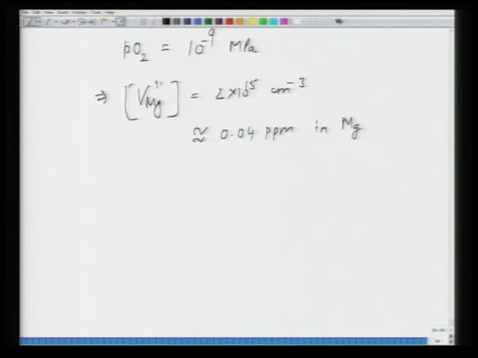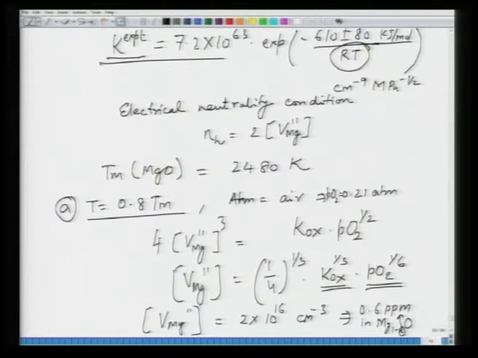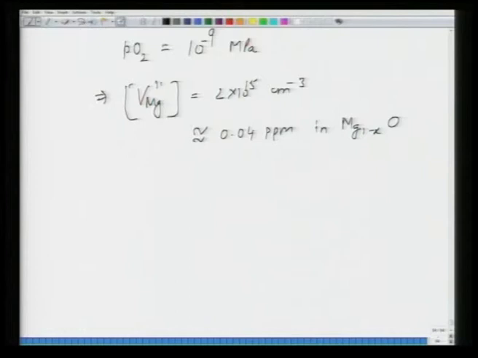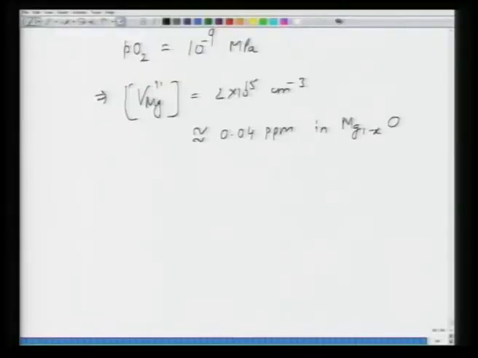in Mg1 minus XO. So, if you compare these two values, in the previous case we got 0.6 ppm, and now we have got 0.04 ppm. So, by reducing the partial pressure of oxygen by about 9 orders of magnitude, we get only a difference of an order of magnitude in the magnesium vacancy concentration. So this is about magnesium oxide. So here we see that when you change the pressure, for example, at a fixed temperature of 0.8 of melting point, you do not see an appreciable change in the concentration of magnesium vacancies.